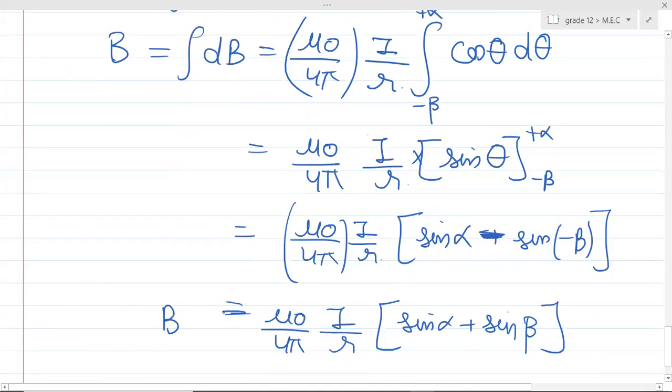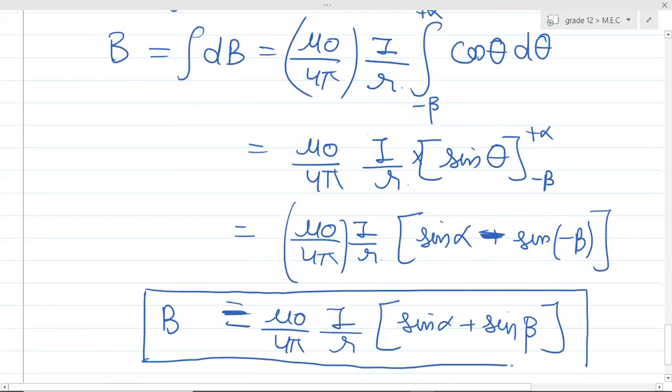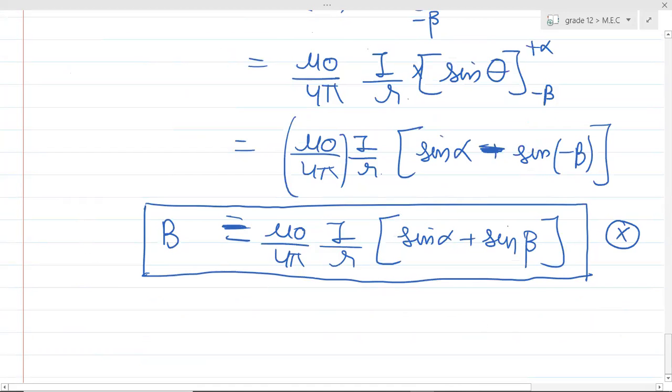Sir, this formula looks similar? Yes or no? And what is the direction? Acting in this direction for this wire, right?